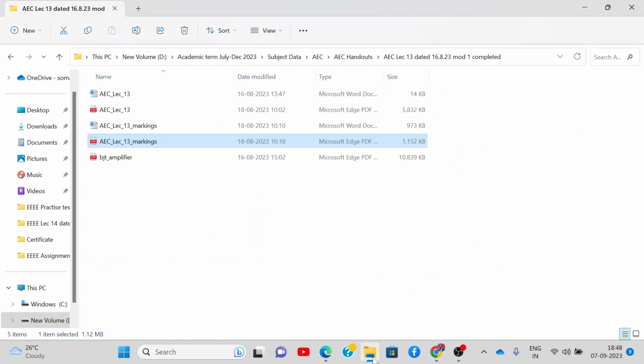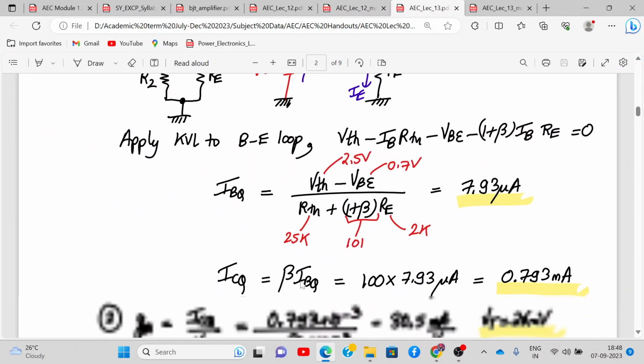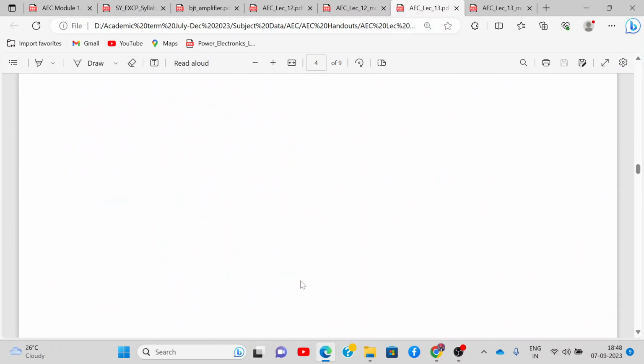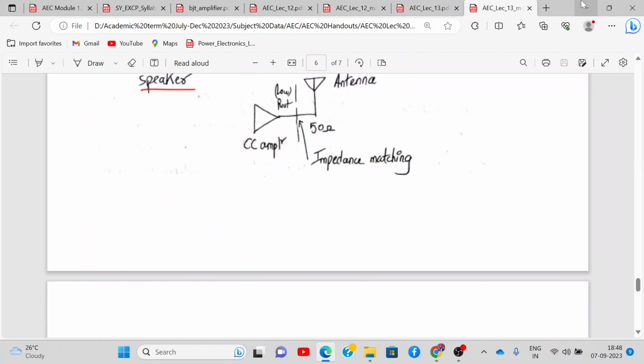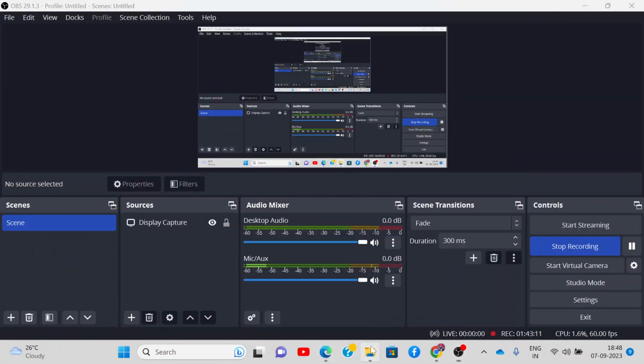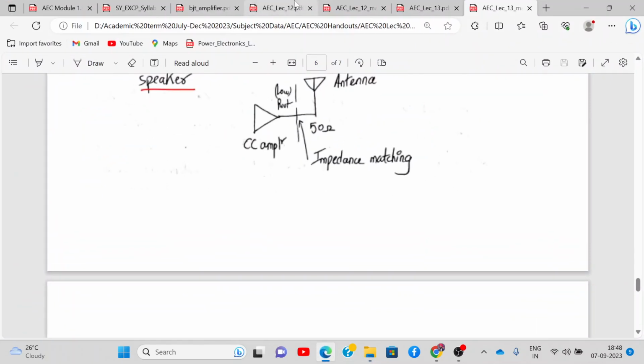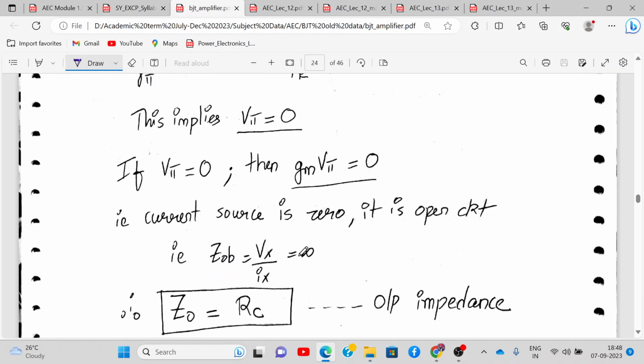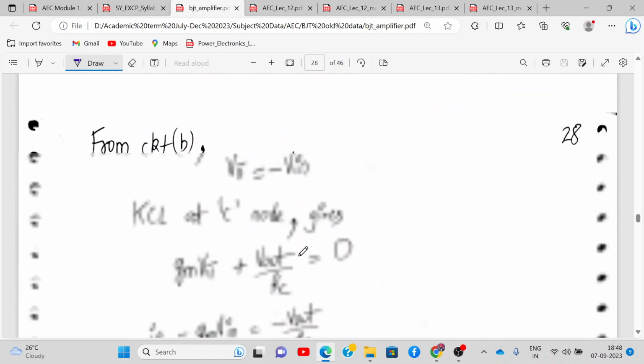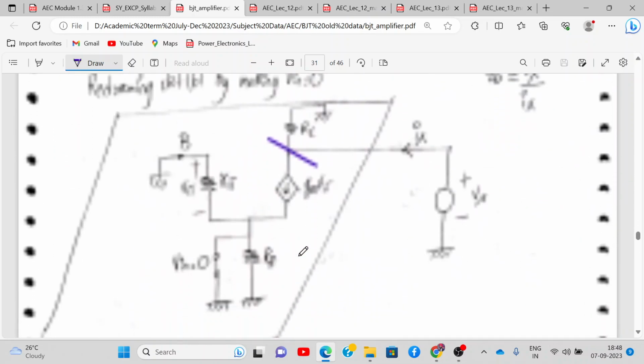And then there is, I think, a comparison PDF. I don't know if any comparison is given. Let me check it out. Yeah, in the BJT amplifier it is given, I guess. Let me show it to you, please. The comparison of all three amplifiers.